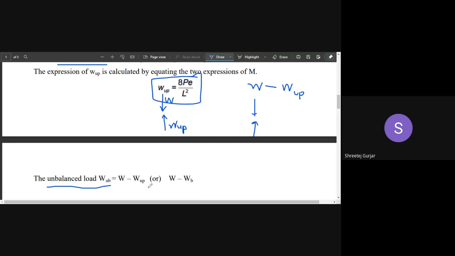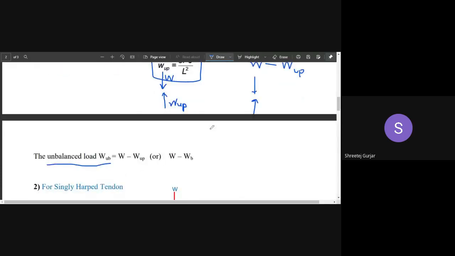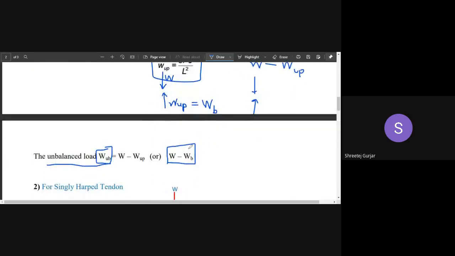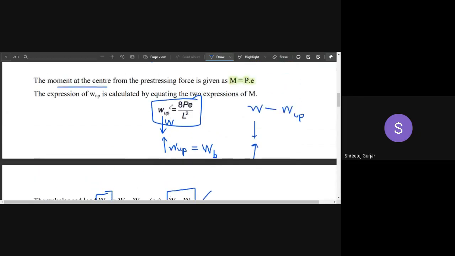Okay. So W minus WUP, or you can represent WUP as WB. WUP is nothing but our balancing force, so you can write it as WB. Instead of WUP, you can write it as WB. So W, that is your acting load, superimposed load, minus your balancing force, if you do that, you get your unbalanced load, that is WUB. So this will be required while solving your numerical. Remember, this formula you have to remember, 8PE by L squared, and WUB is equal to W minus WB. So remember these two things.